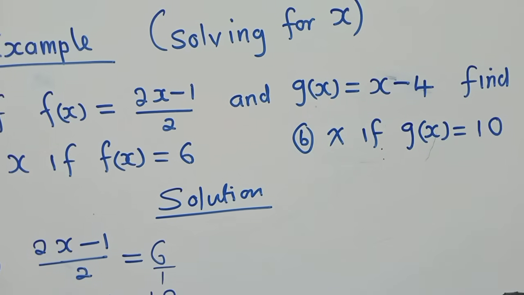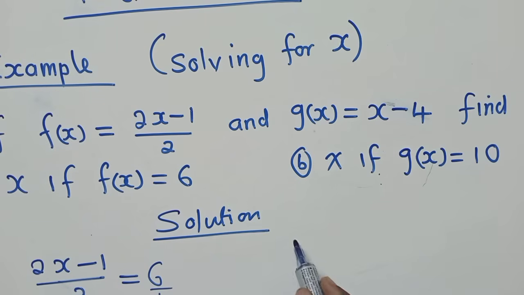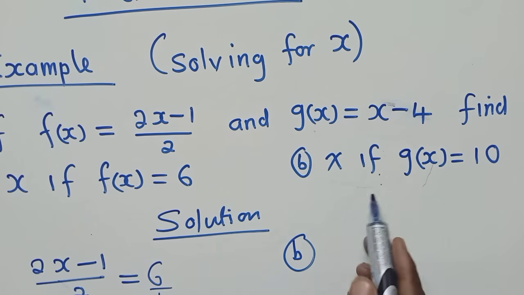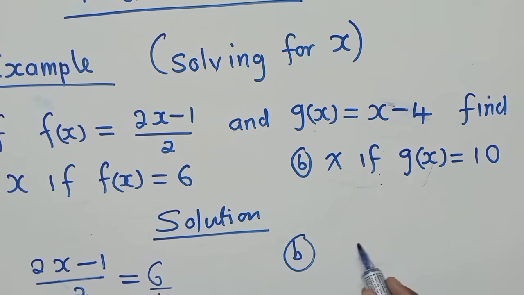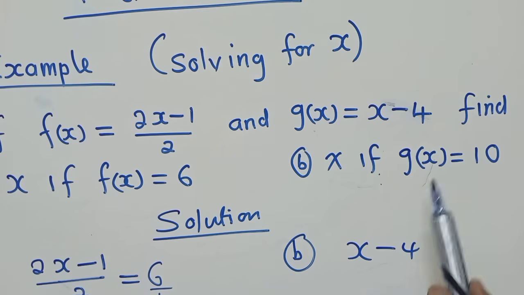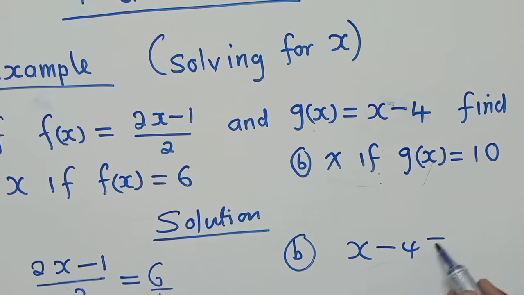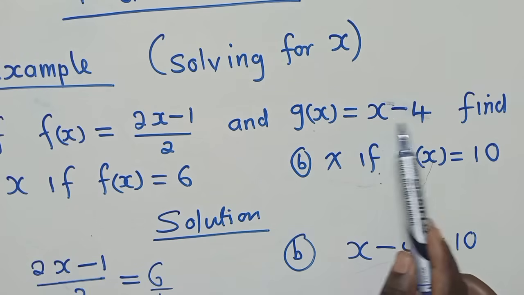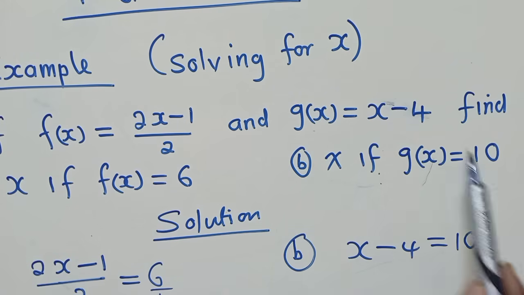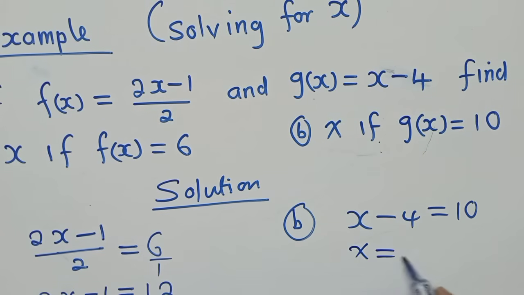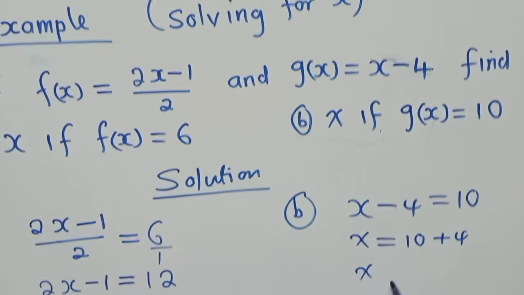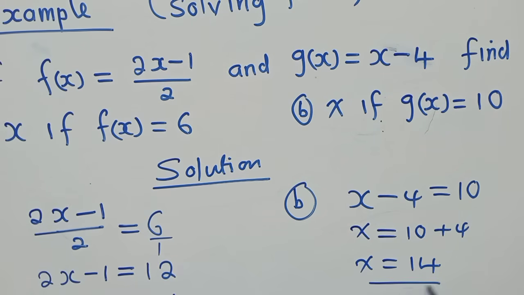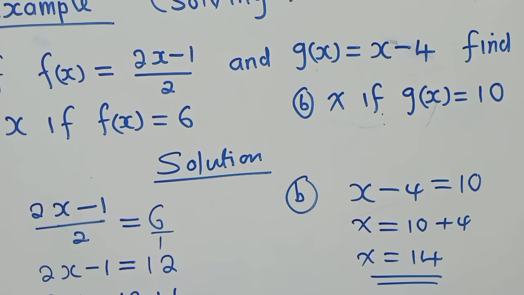For question B, they want us to find x if g of x is equal to 10. So what are we going to do? The same thing. Get the function and equate it to 10. So this function right here, g of x, which is x minus 4, will be equal to 10. So we group the like terms. We have 10 plus 4, this 4, is equal to 14. So this is our solution.